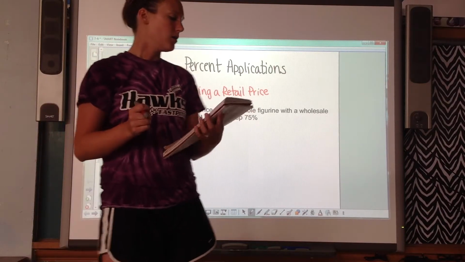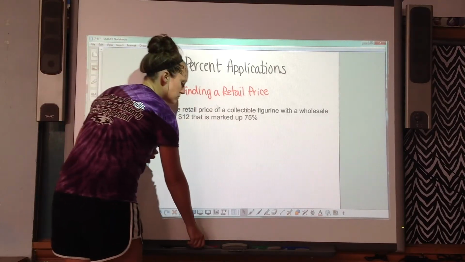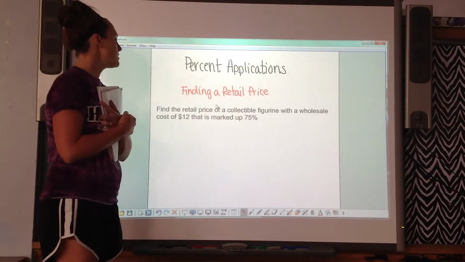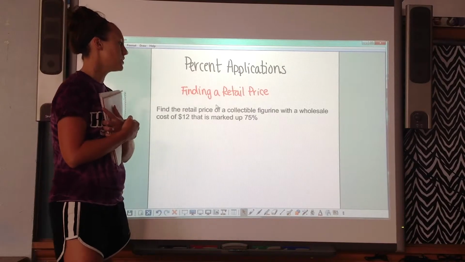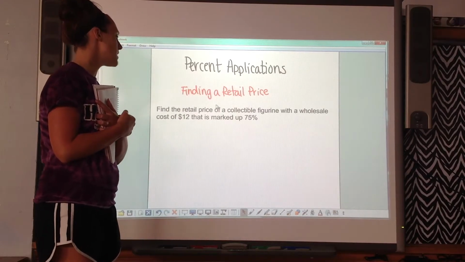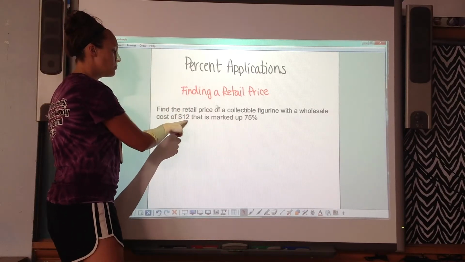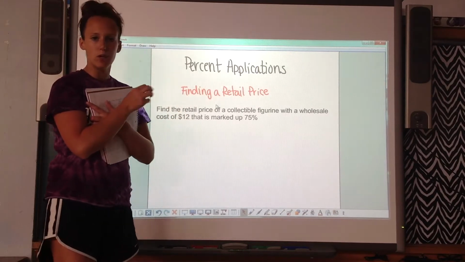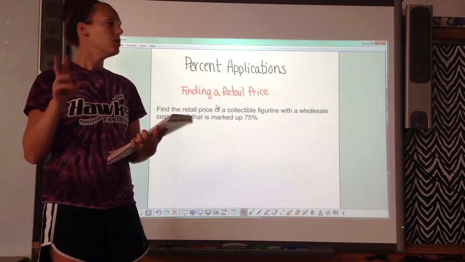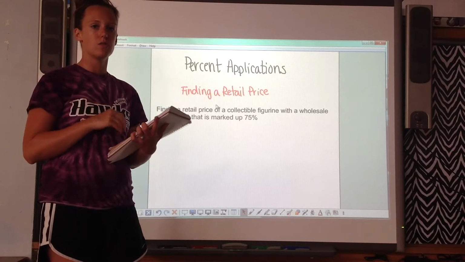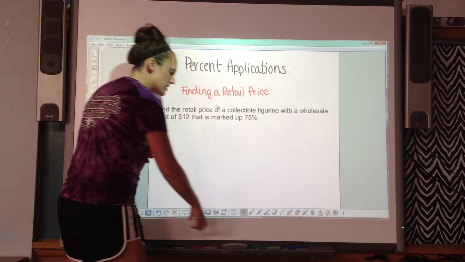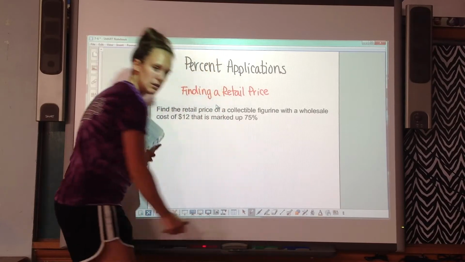Okay, so our first example reads, find the retail price of a collectible figurine with a wholesale cost of $12 that is marked up 75%. So this company bought the figurine for $12. We want to know how much you're going to buy it for. We have two methods that you can use to find a retail price. And one of these is going to look familiar. We've used it in the past.